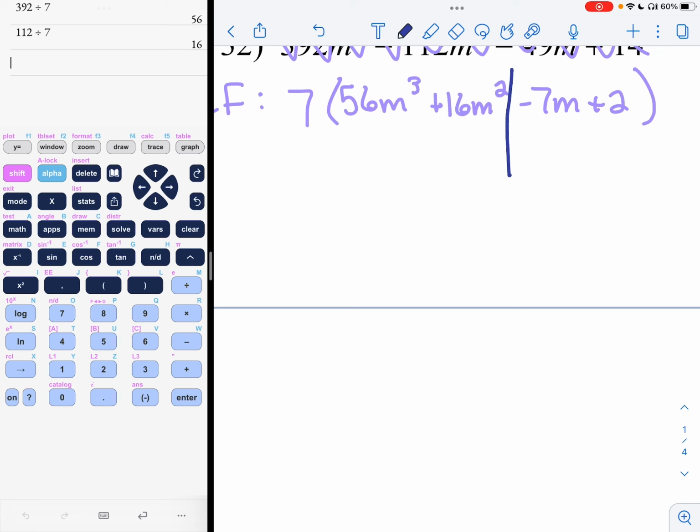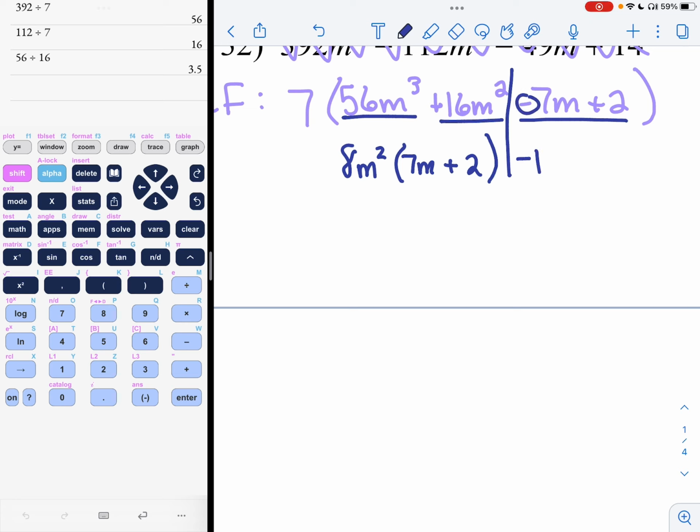The GCF of 56 and 16, let's see, does 56 divide by 16? Nope, so it's going to be an 8. So this is going to be an 8, and they both have m squared. And when we take an 8 and an m squared out, that's going to turn into 7m, and that's going to turn into a 2. And then the GCF here is going to be a negative because of this negative, and the only thing that works there is a 1. So dividing these items by -1 is going to give me 7m minus 2.